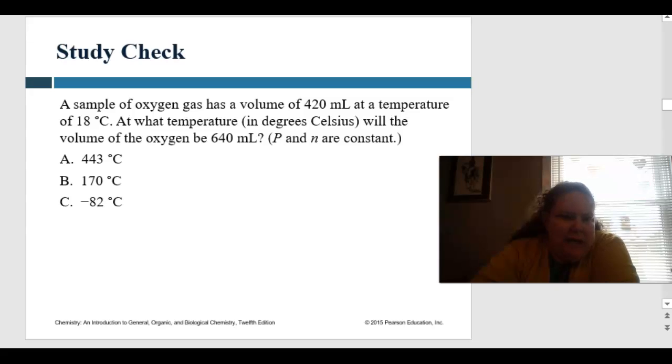Okay, so let's try it again. A sample of gas has a volume of 420 milliliters at a temperature of 18 degrees Celsius. At what temperature in degrees Celsius will the volume be 640 milliliters? Again, P and n are going to be constant. So pause me and come back.